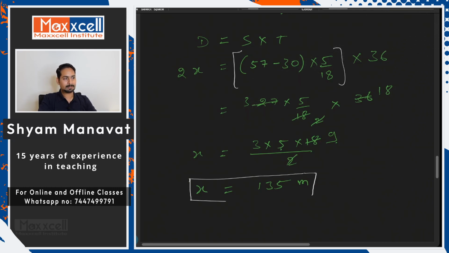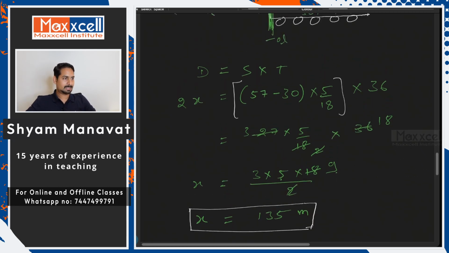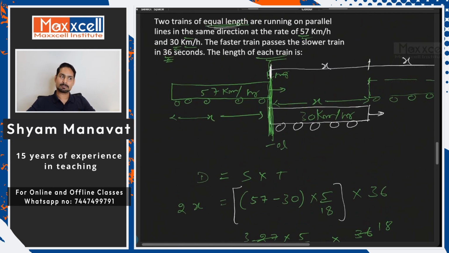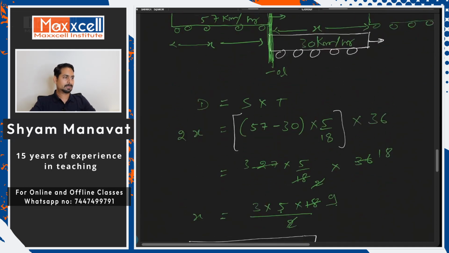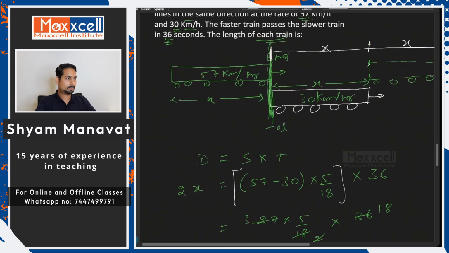I hope you are understanding the problem on trains. Length of train is part of the distance. Great. So this diagram is also important. Don't make this kind of messy diagram. Just make a simple one: one train and the other train, both of them moving in the same direction. So here, length of the first train and length of the second train. Just make this simple diagram.